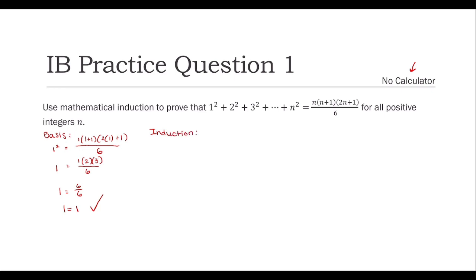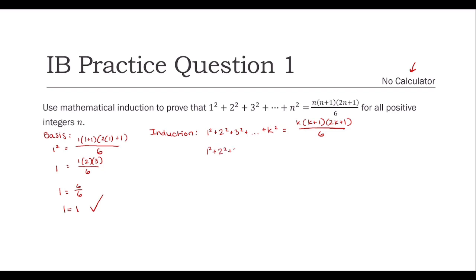So for our induction, we'll start by assuming it's true for when n equals k. So 1 squared plus 2 squared plus 3 squared plus ... plus k squared equals k times k plus 1 times 2k plus 1 over 6. So we have 1 squared plus 2 squared plus 3 squared plus ... plus k squared plus k plus 1 squared, because we have an additional k plus 1 on this left side. So now we'll manipulate the left side to show that it's equal to the right side.